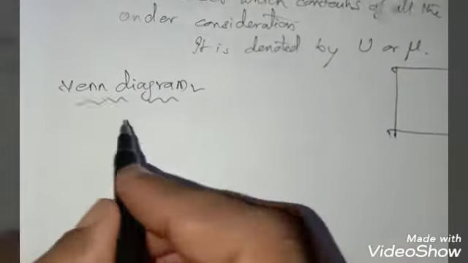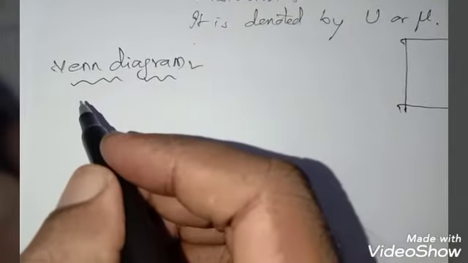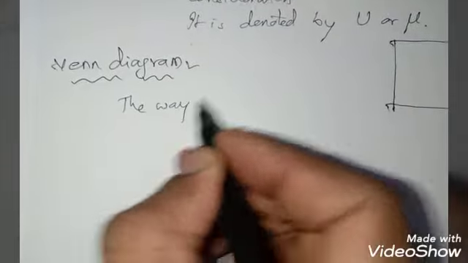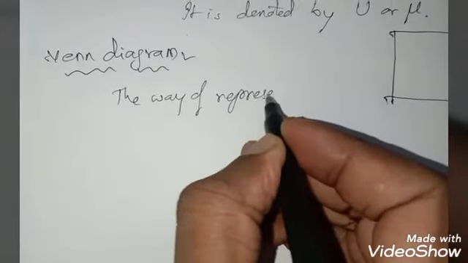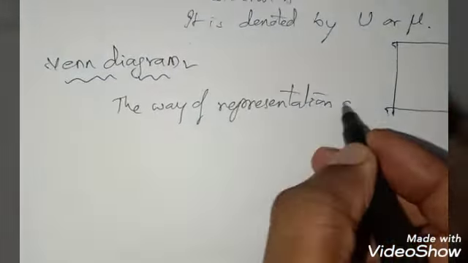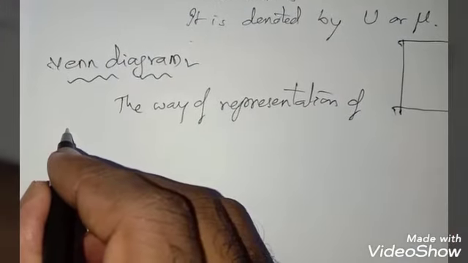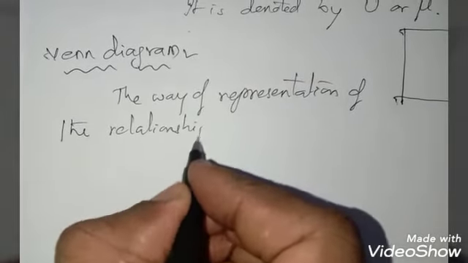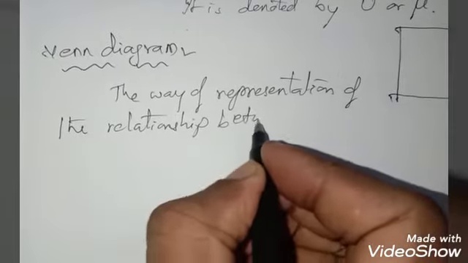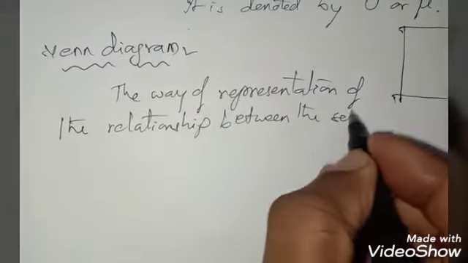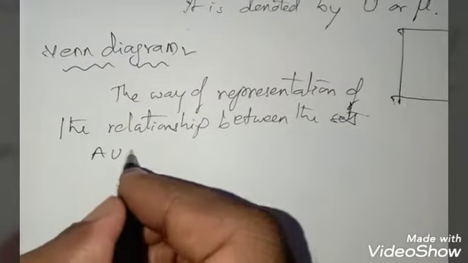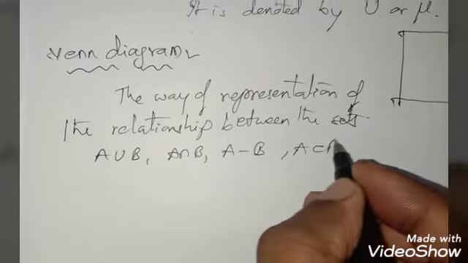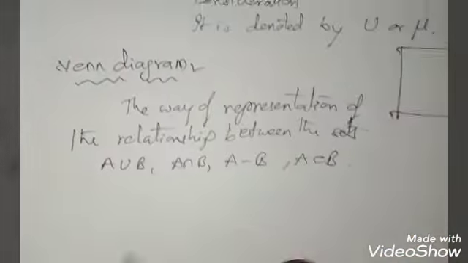Now the Venn diagram. It is a way of representation of the relationship between the sets. Meaning we are showing the relation of A union B, A intersection B, A minus B, A subset B, and so on. So these relations will be shown in a Venn diagram.